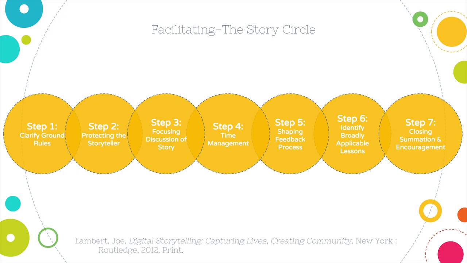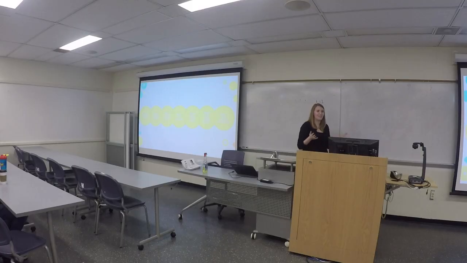Step six, they often suggest you identify a broadly applicable lesson, because when you have people sitting in a circle talking, they tend to build off of each other. And by drawing that broad lesson, it brings everything back to a point. It's really helpful in facilitating, keeping things going, and making everyone feel like they're getting some sort of individualized attention in their feedback. Because obviously you can give individual feedback, but that way it makes sure everyone feels like their story's being responded to.